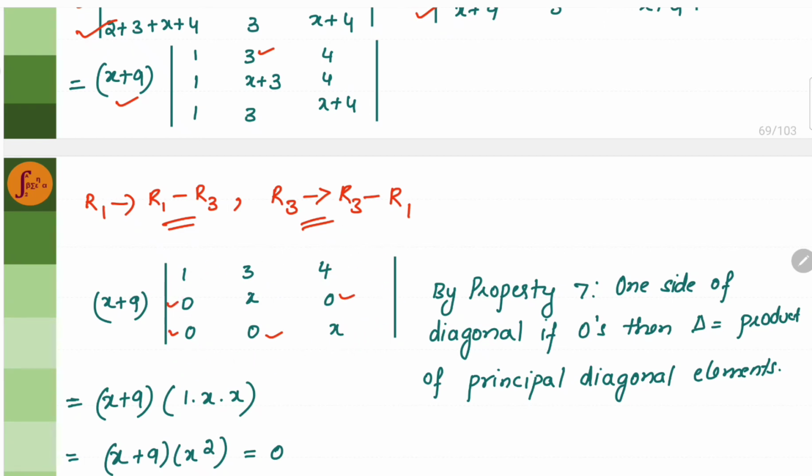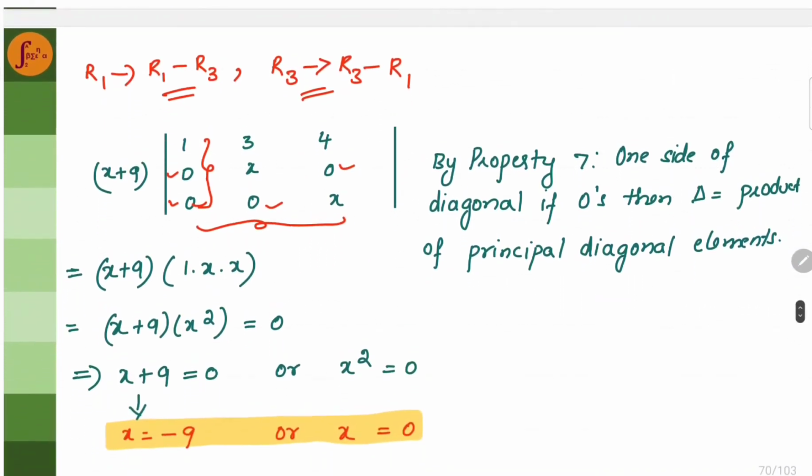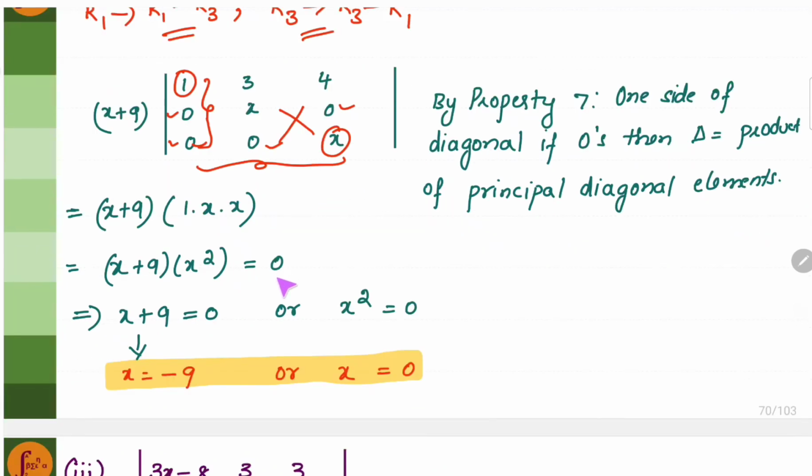Now you can expand it. Since you have 2 zeros in this column and 2 zeros in this row also, either you can take this column and expand, or you can take this row and expand. Either way, the answer is going to be the same. So you can calculate the determinant here like this, or you can take this one and figure out the determinant. But the determinant is already given as 0, right? So equate this: X plus 9 into x square. They've already told the determinant is 0.